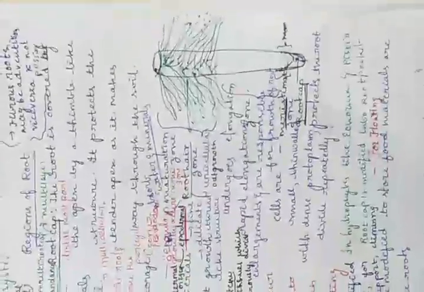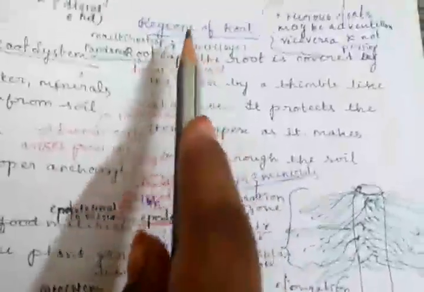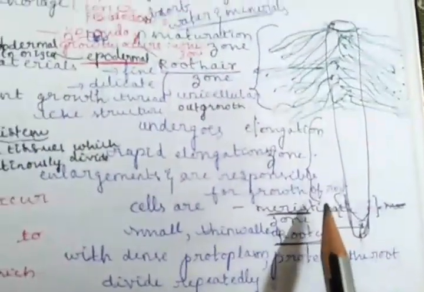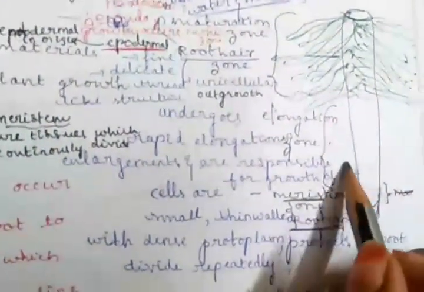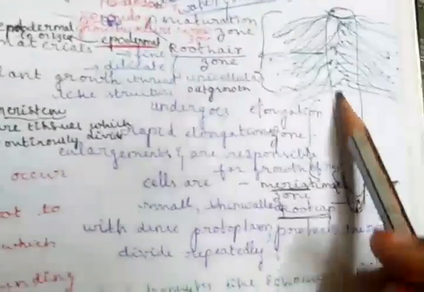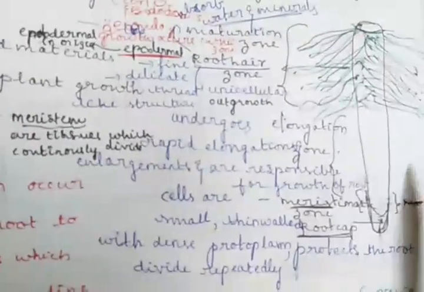Next, coming to the regions of the root. What are the regions of the root? I have not drawn this diagram that neatly, but I will try to explain it in a neat way. Okay, here you can find, sorry for the disturbance, the root structure. This is the primary root, or first order root.